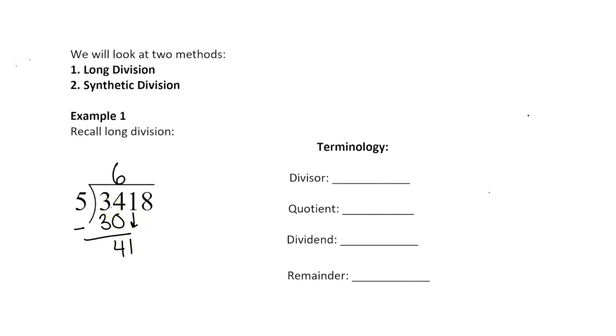And you would then repeat the same process until you've used up all of the digits in what we're going to call the dividend. So 5 goes into 41 8 times. And 5 times 8 is 40. And we subtract that, and that leaves us with 1. Carry down the 8. And 5 goes into 18 3 times. And we have a remainder of 3.